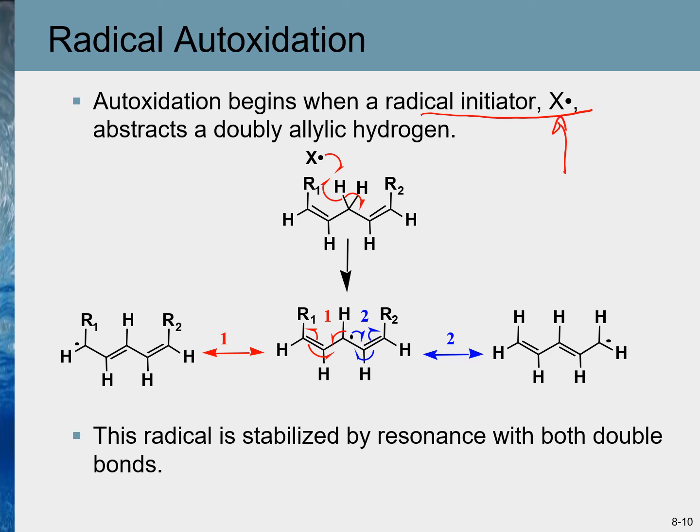The initiator can be formed either by light activation of an impurity in the oil, or by the thermal decomposition of peroxide impurities. Whichever way this initiator is formed, it will initiate the radical auto-oxidation of the 1,4-diene functional group in the unsaturated fatty acid chain.